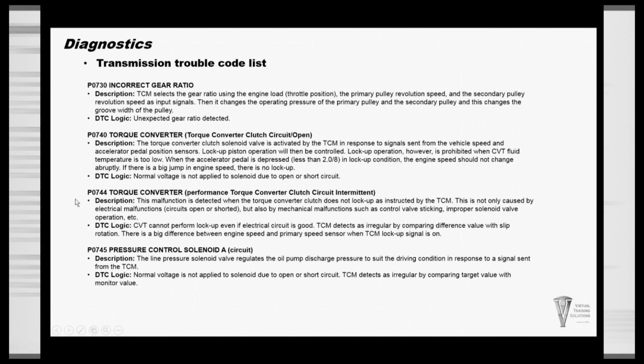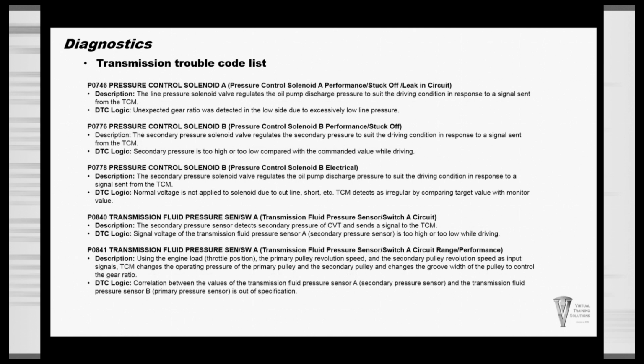And 744 is more of a performance issue. 745 we have a pressure control solenoid A. 746 is pressure control solenoid performance. So on a lot of these codes, you're going to have solenoid A circuit and solenoid A performance. Just like here on solenoid B, 776 is a performance, and 778 is an electrical.